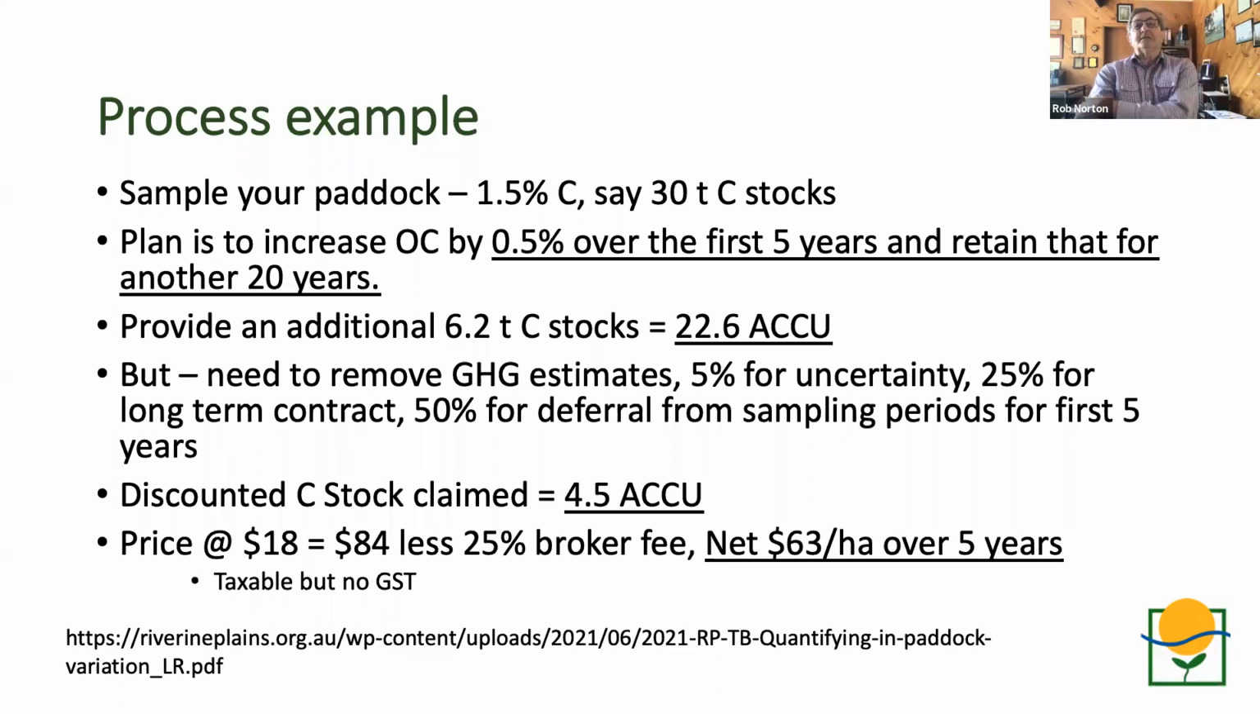So that's the process, that's the outcome of looking at increasing carbon content by 0.5% or 6 tonne of carbon. Value of $63 over 5 years, $12 a hectare per year.